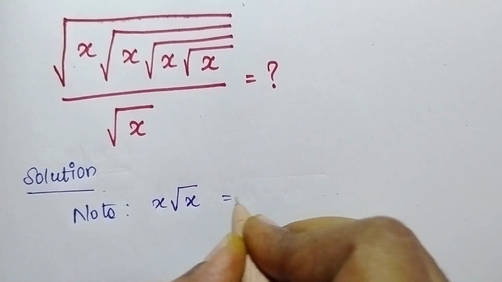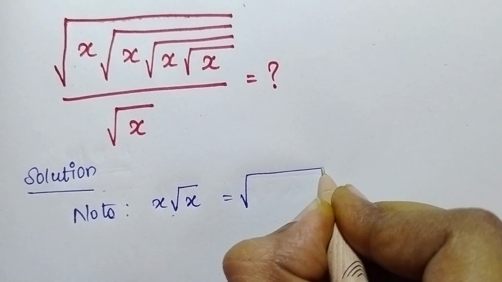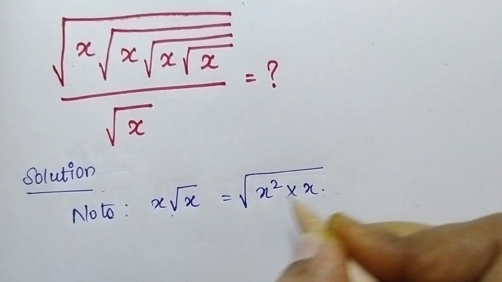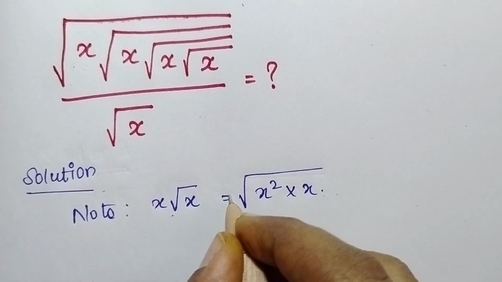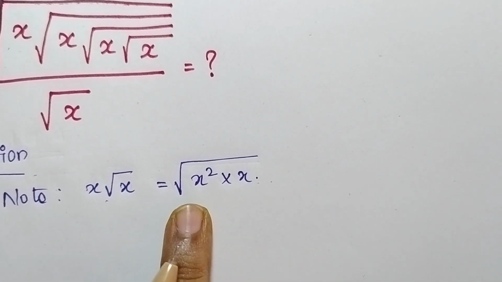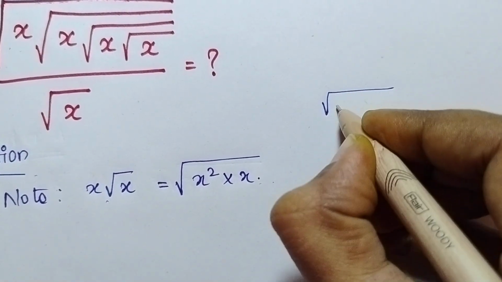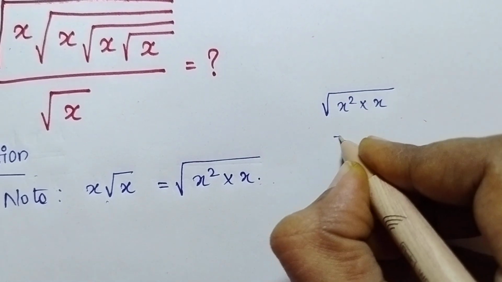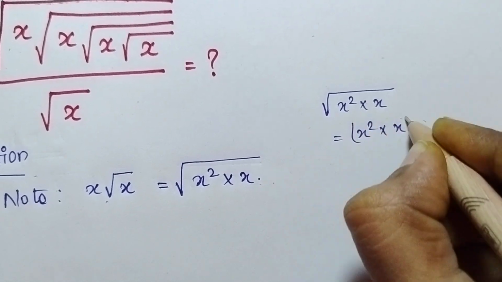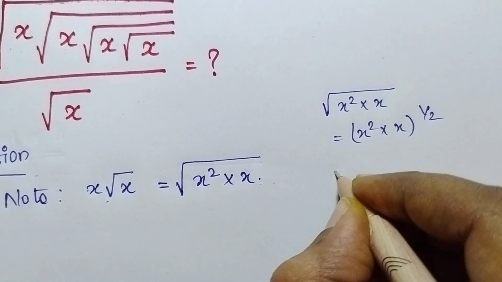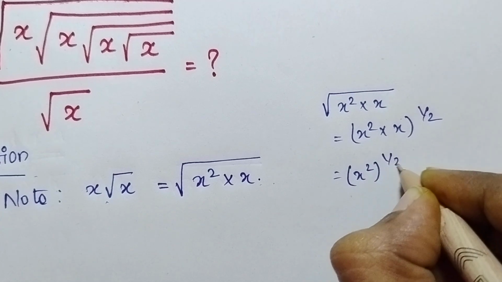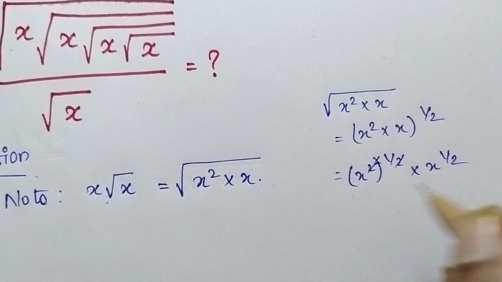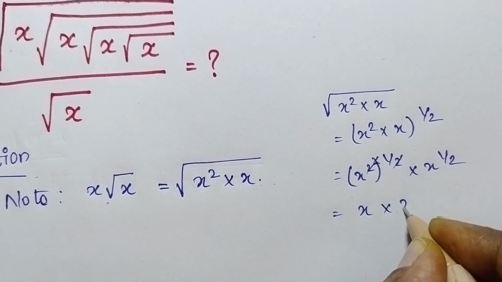This can also be written by shifting this root commonly, and this x becomes x square into x. These are the important steps. Both are equal, so let's verify this. Take root of x square into x. This root can also be written as the power 1 by 2, so it equals x square into x, the whole power 1 by 2. This can be written as x square the whole power 1 by 2 into x power 1 by 2. In the multiplication, this 2 and this 2 get cancelled. Therefore, here x is there into x power 1 by 2.